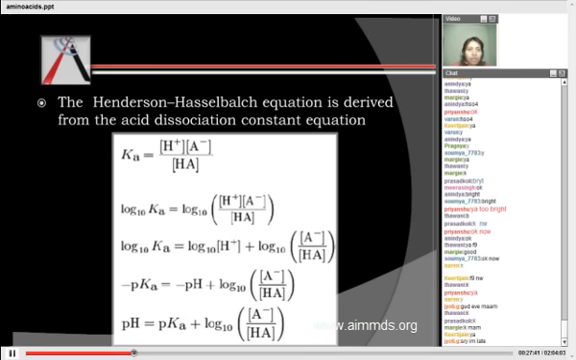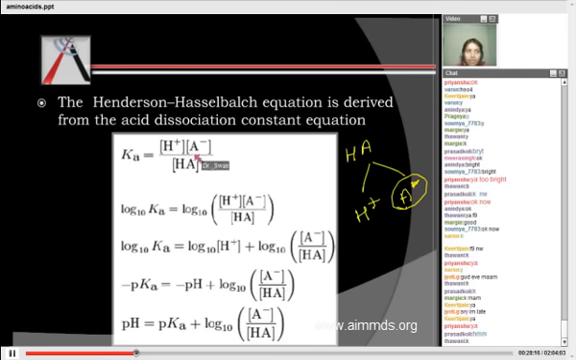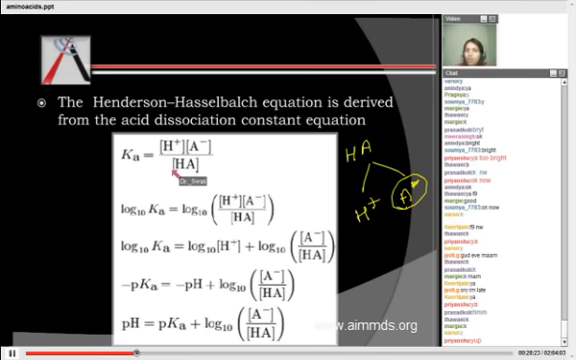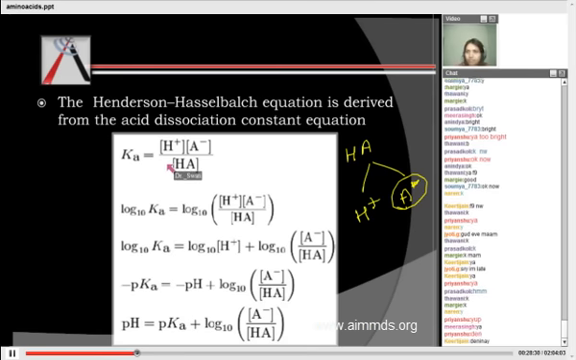Hi Jyoti, good evening. For example, if we had HA and we dissociated it, what we get is H plus and A minus. If you have HA and it dissociates, not all the HA will dissociate. There will be a part of HA that is dissociated and a part of HA that is undissociated. If we take the ratio of that, we get this. Notice that we have put the dissociated part in the numerator and the undissociated part in the denominator.